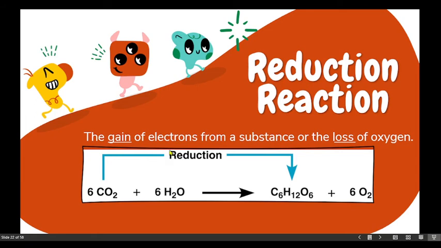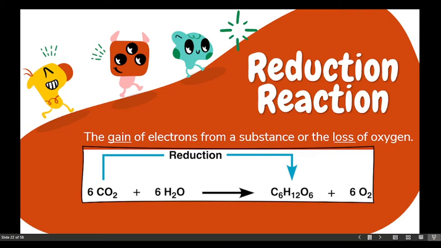Let's see another example over here. In this chemical equation, on the reactant side, let's count the number of oxygen molecules in carbon dioxide, CO2. 6 times 2, that's 12. And then reduction happened. This reaction took place. Let us count the number of oxygen in this carbohydrate. We can see O6, meaning we have 6 molecules of oxygen. So it was reduced to half.